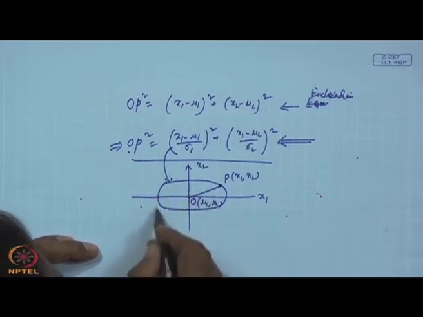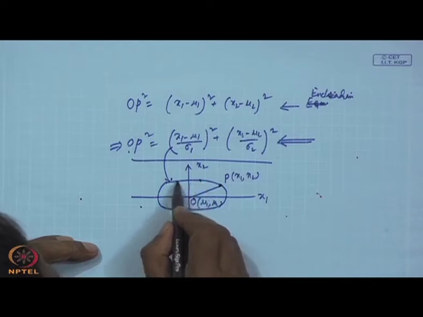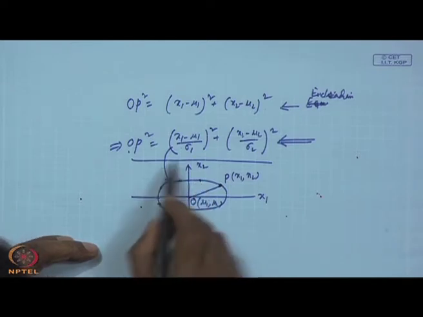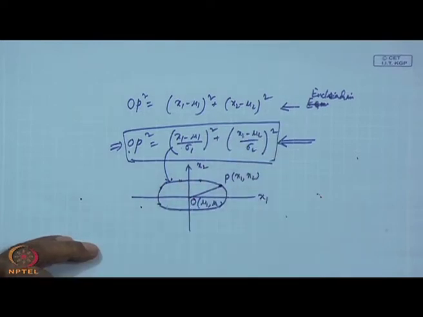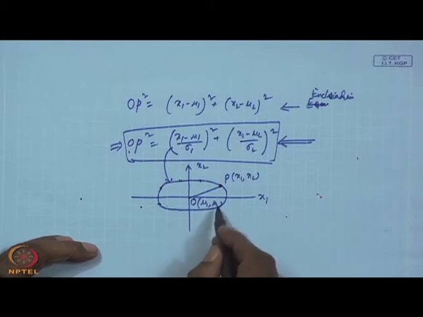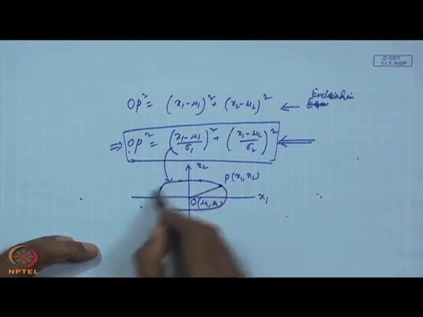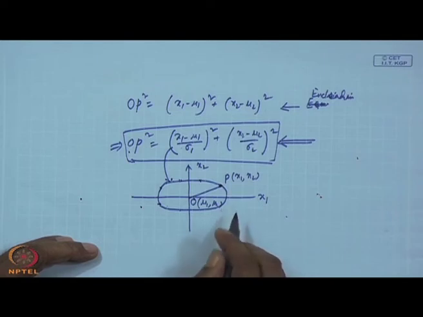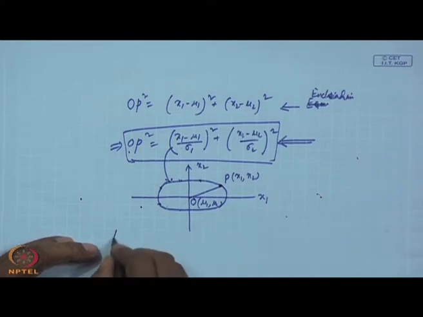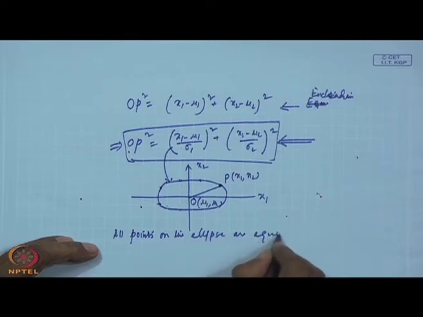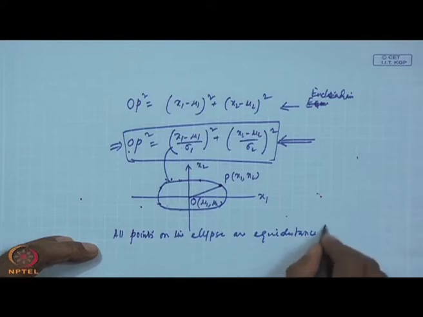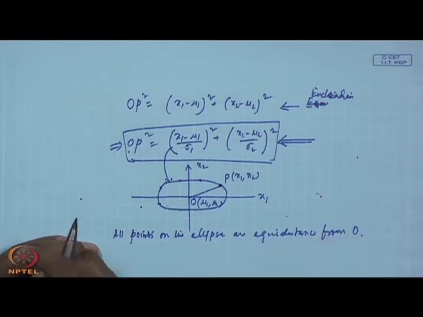And as this is the equation of an ellipse, for all points on this ellipse the distance will be computed using this function. And what do we say here? We say all points on the ellipse are equidistant, definitely from O, from a reference point.